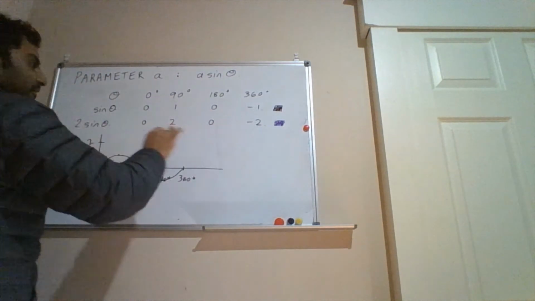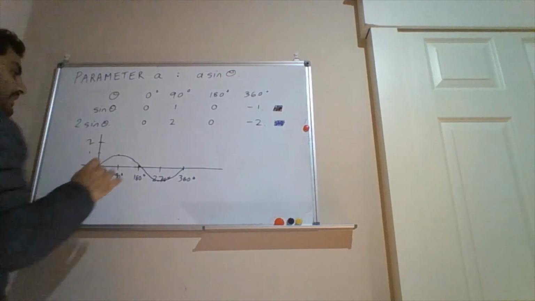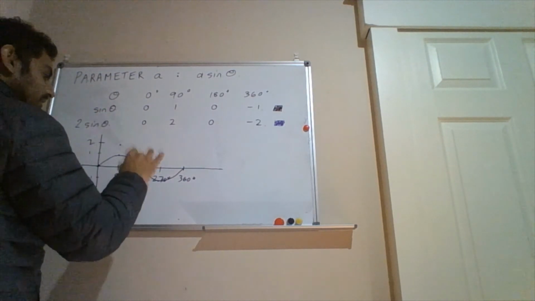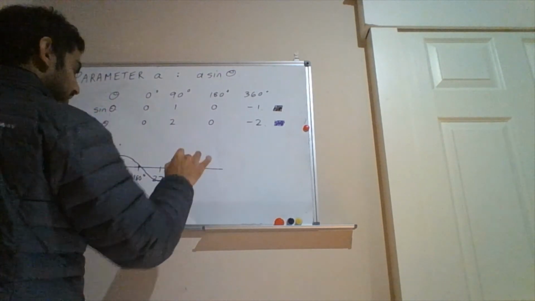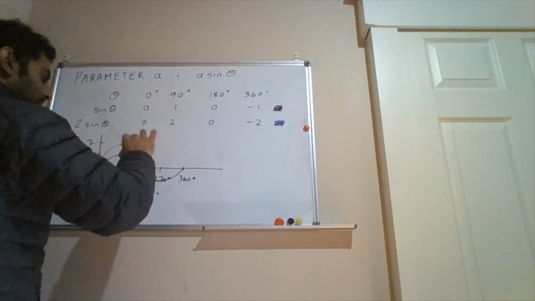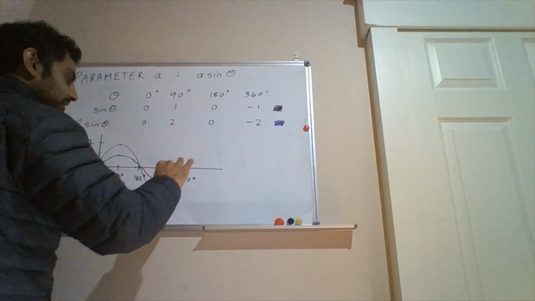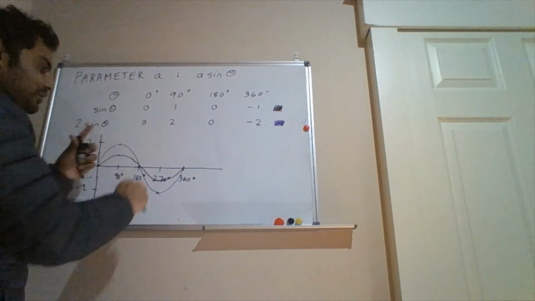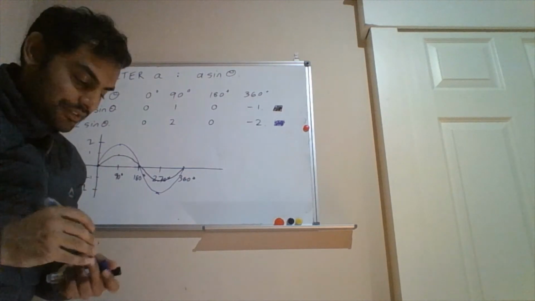So for this graph, all of the y values are being doubled. So for 90 degrees, we'll get 2, 0, negative 2, and back to 0. So this graph has higher peaks and lower troughs. So basically it's just stretching out the y values.